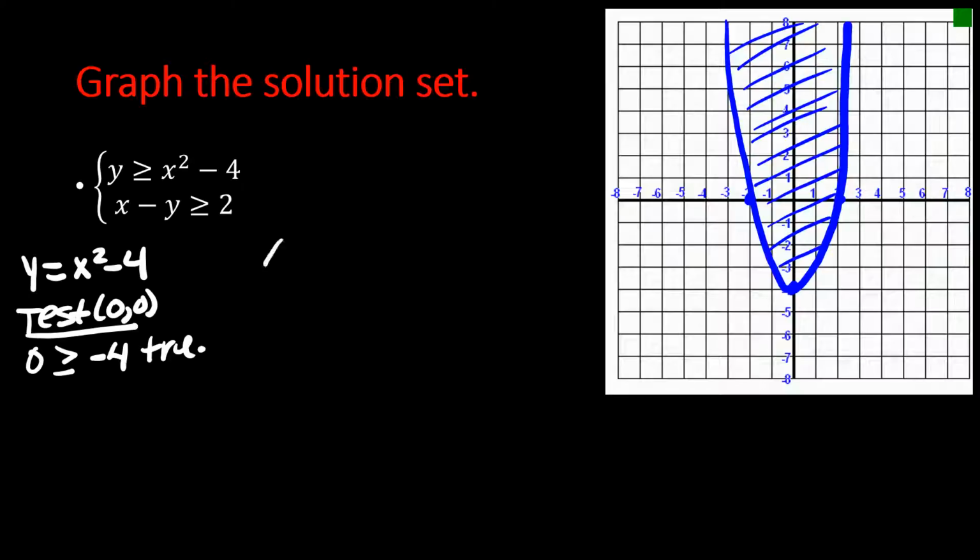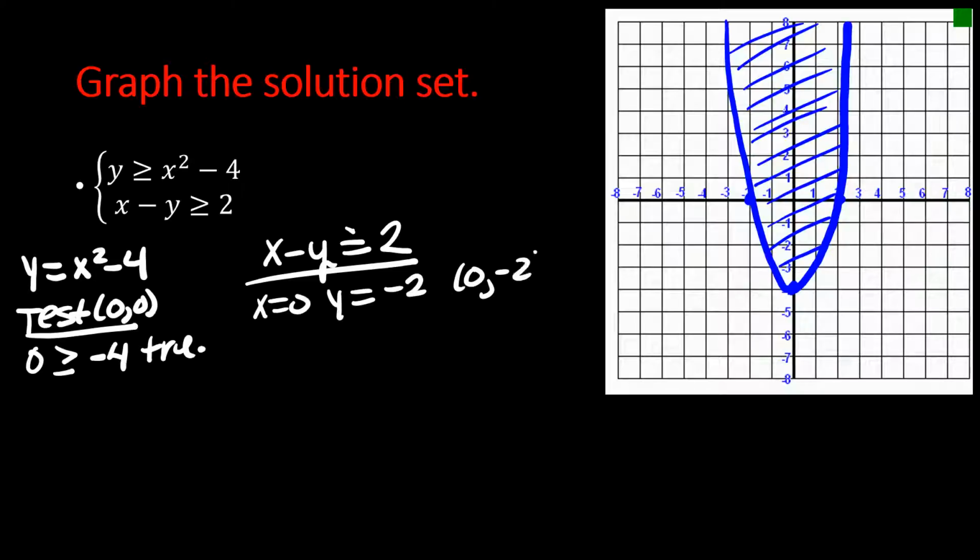Now let's look at the line x minus y equals 2. If x is 0, negative y is going to be 2, or y is going to be negative 2. If y is 0, x is going to be 2. So let's plot these 2 points, 2, 0, and 0, negative 2. This is a solid line.